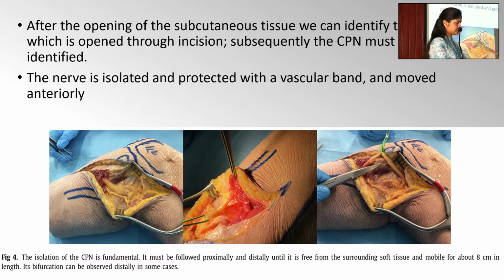This is done under tourniquet only; without a tourniquet you can't do it. Is the tourniquet applied or not? Applied. The nerve is isolated and protected with a vascular band and moved anteriorly. Here we can see it is moved anteriorly.